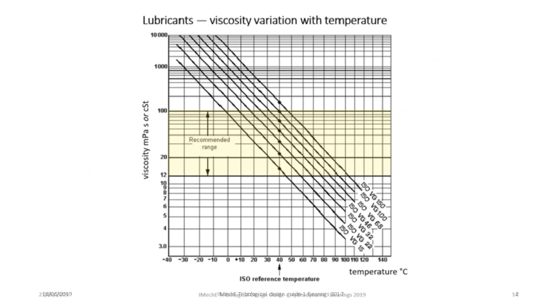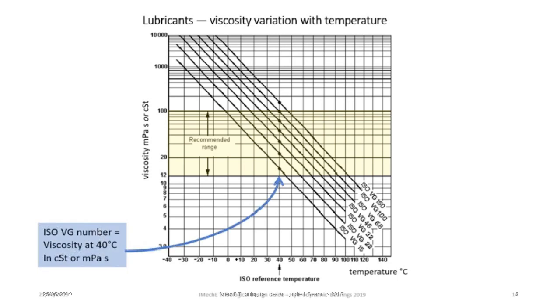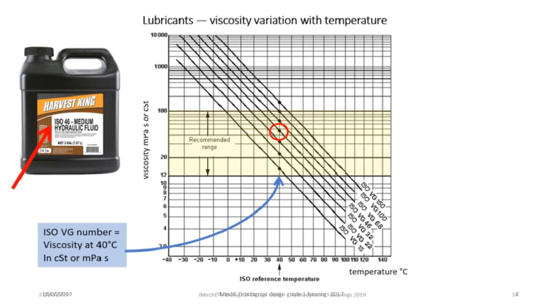The viscosity of an industrial hydrocarbon lubricant is very dependent on its temperature, as is illustrated by the data of this slide. The ISO, that is the International Standards Organization viscosity grade number, refers to the viscosity measured in centistokes at a temperature of 40 degrees centigrade. The higher the VG number, the more viscous the lubricant. For hydrocarbon oils, the numerical value of the kinematic viscosity in centistokes is very close to the absolute viscosity in millipascal second.